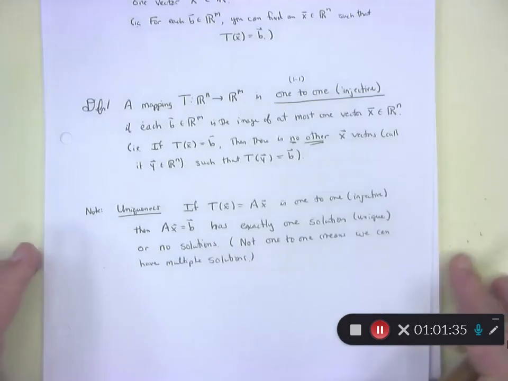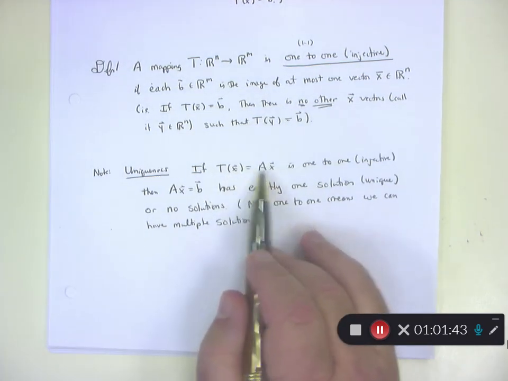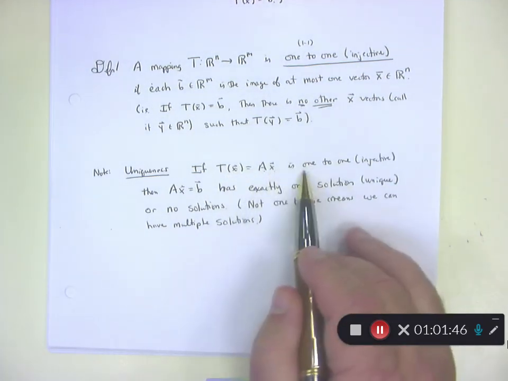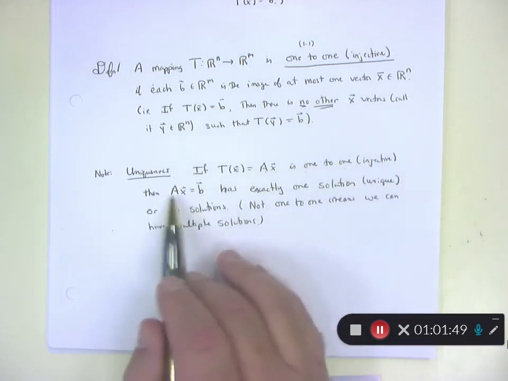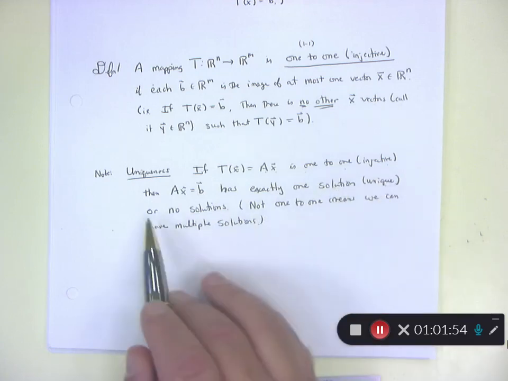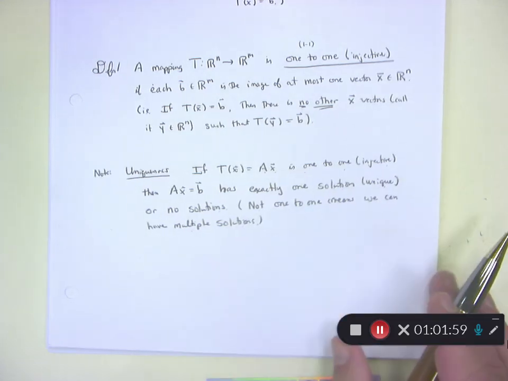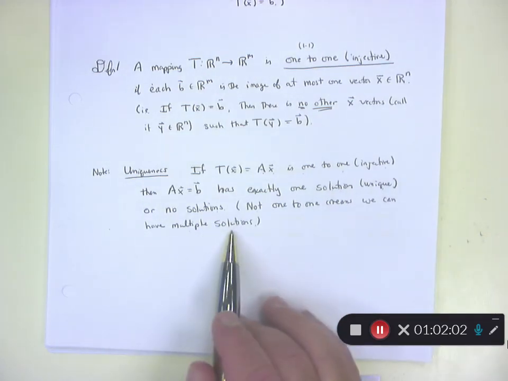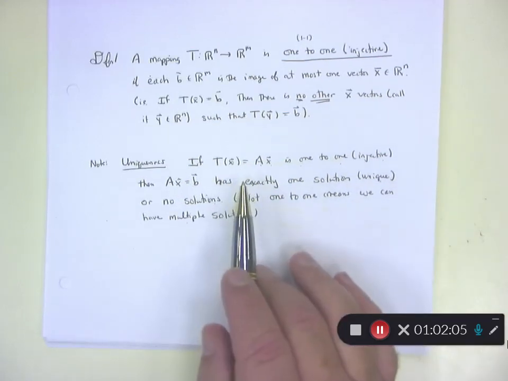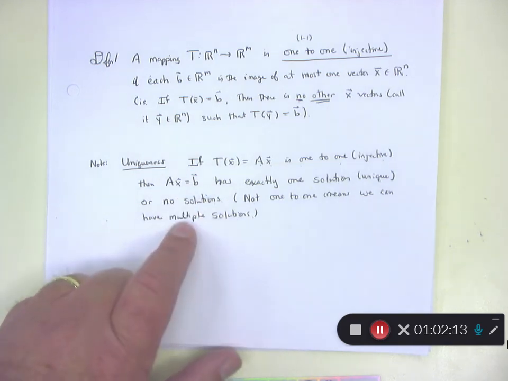Okay? So, quote, uniqueness. If T of x vector is equal to some matrix A times x vector is 1 to 1, injective, then Ax equals b has exactly one solution, a unique solution, or no solutions. Not 1 to 1 means we can have multiple solutions, okay? So, 1 to 1, you're either going to have a solution or maybe no solution. You won't have an infinite number of solutions.